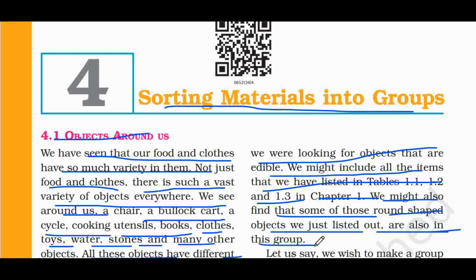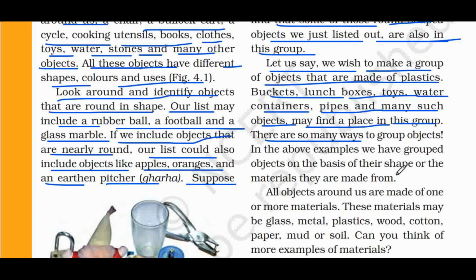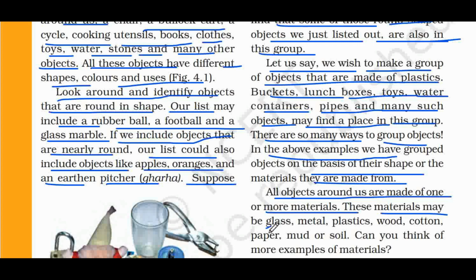Let us say we wish to make a group of objects that are made of plastics. Buckets, lunch boxes, toys, water containers, pipes, and many such objects may find a place in this group. There are so many ways to group objects. In the above examples, we have grouped objects on the basis of their shape or the materials they are made from. All objects around us are made of one or more materials. These materials may be glass, metal, plastics, wood, cotton, paper, mud, or soil. Can you think of more examples of materials?